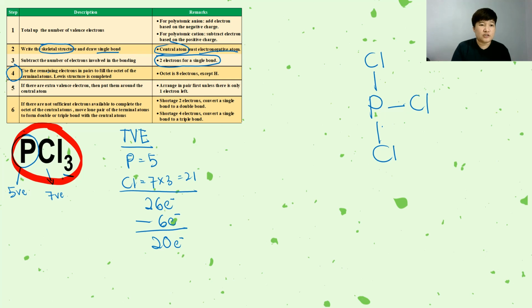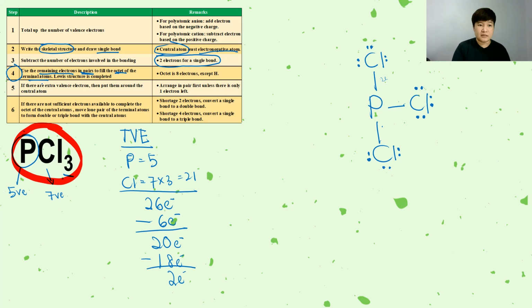The next step is to use the remaining electrons in pairs to fill the octet of the terminal atoms. The terminal atom again is chlorine, the same concept as the previous example. You already have 2 electrons in the bond, so each chlorine needs another 6. We put them in pairs: 1 lone pair, 2 lone pairs, 3 lone pairs. 3 lone pairs is 6 electrons, 6 plus 2, octet. The same thing applies to all the chlorine, so every chlorine gets 3 lone pairs to achieve an octet. That totals 18 electrons, so we subtract 18 and we have 2 electrons left.